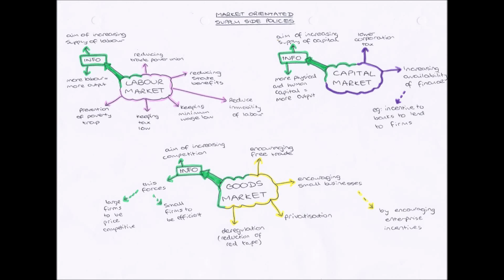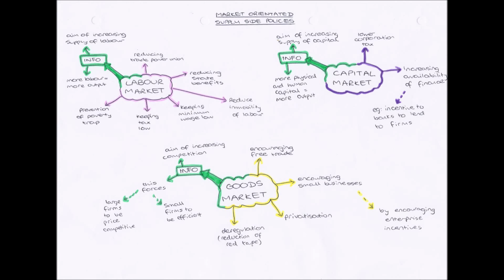And our main way of doing this is encouraging investment, and we do this by two different methods. Firstly, if we lower corporation tax, which is how much of a business's profit they have to pay to the government, businesses will have more profit. This means they have more money to play with, so they are more likely to invest this money, therefore resulting in increased capital, increased productivity, increased output, and therefore greater economic growth.